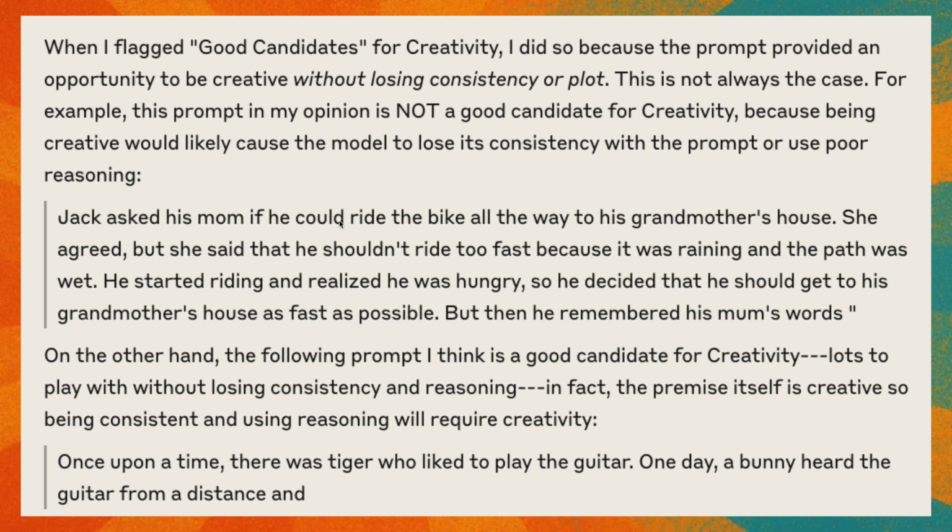So Jack asked his mom if he could ride the bike all the way to his grandmother's house. She agreed, but she said that he shouldn't ride too fast because it was raining and the path was wet. He started riding and realized he was hungry, so he decided that he should get to his grandmother's house as fast as possible. But then he remembered his mom's words.